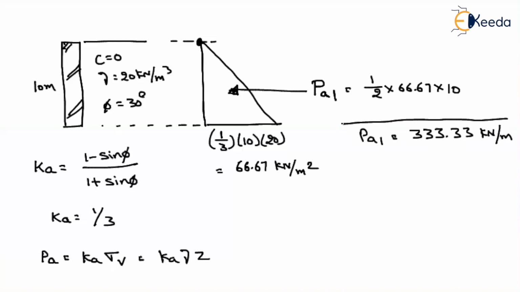As we already discussed, if you are taking 1 meter length of retaining wall, what is the active earth pressure? Active: 333.33 kilonewton. So this corresponds to the first case. Now, going to the next case, what is the given data?